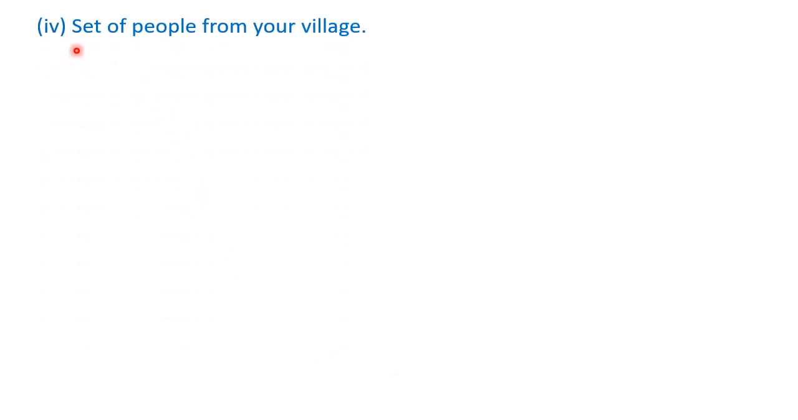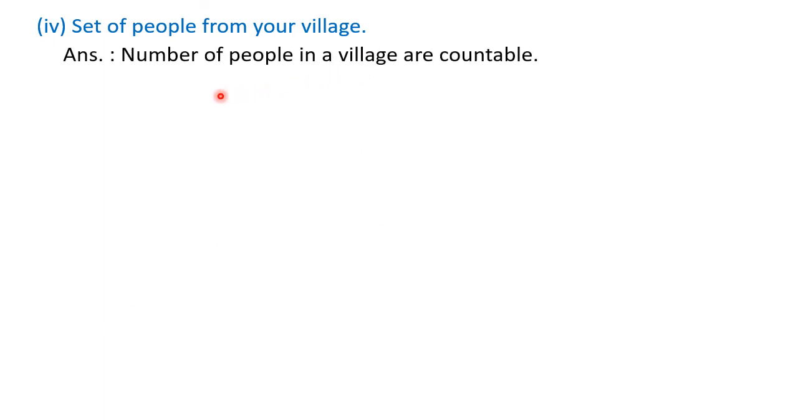Fourth one. Set of people from your village. Okay, so in a village also, we know that the number of people is constant. In a house, certain family members are there. So we know that the number of people in a village is countable. We can count. In the census, the number of people are counted. So again, we can say that it is a finite set. Okay, the number of people is not going to increase very often. So we know that they are countable, and therefore it's a finite set.